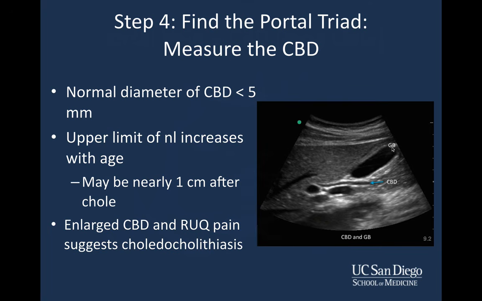Here's another nice image where you can see the gallbladder, you can see the portal vein, and then just anterior to the portal vein, you can see this nice linear structure, very small in caliber, with hyperechoic echogenic walls. That represents the common bile duct. Normal, by the way.